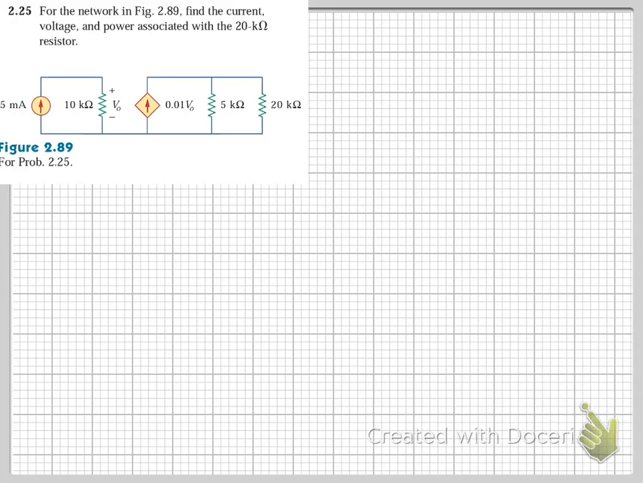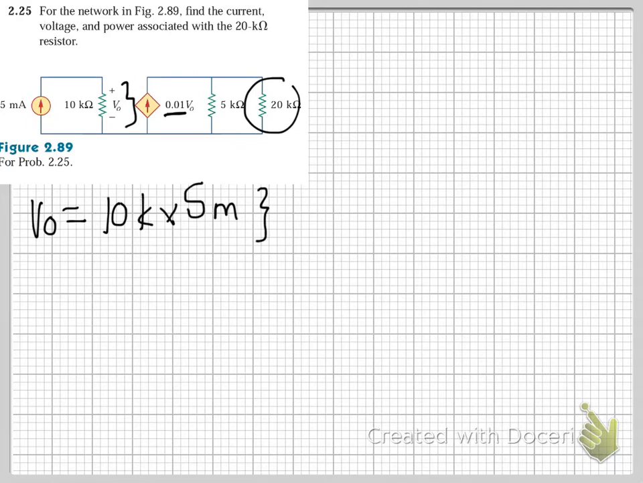For the network in figure 2.89, find the current, voltage, and power associated with the 20 kilo ohm resistor. 20 kilo ohm is this guy right there. And this dependent source is dependent on this voltage there. So Vo is equal to 10K multiplied by 5m. Why? Our classic V is equal to RI. That makes it 50 volts because the kilo cancels with the milli, right?